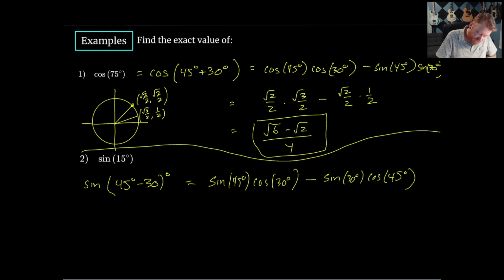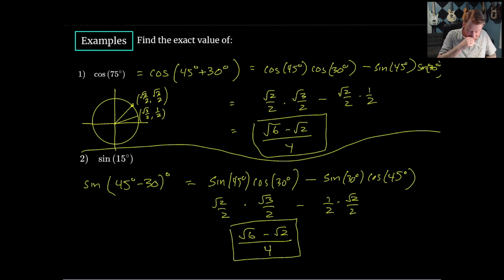Okay, so sine of 45 degrees is square root of 2 over 2. The cosine of 30 degrees is square root of 3 over 2. We're multiplying those together. We're going to subtract off the sine of 30 degrees, which is 1/2, and the cosine of 45 degrees, which is the square root of 2 over 2. And if I simplify here, we're going to get the square root of 6 minus the square root of 2 all over 4. And if you notice, that's exactly what we got in the previous one.